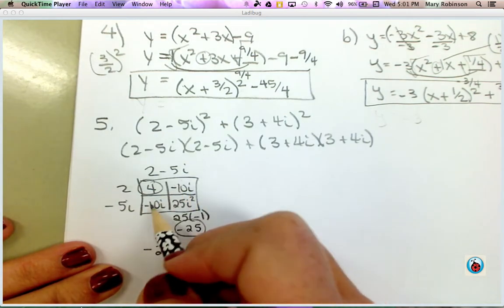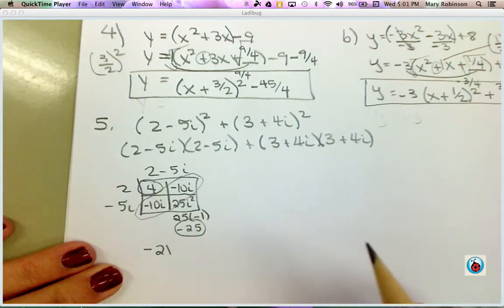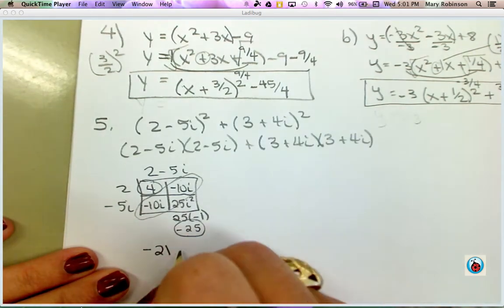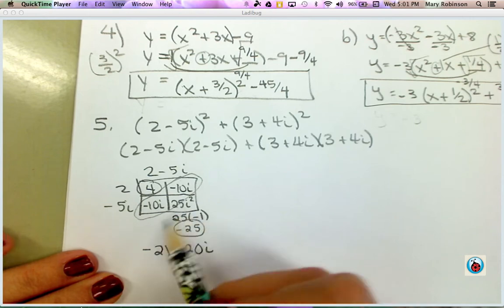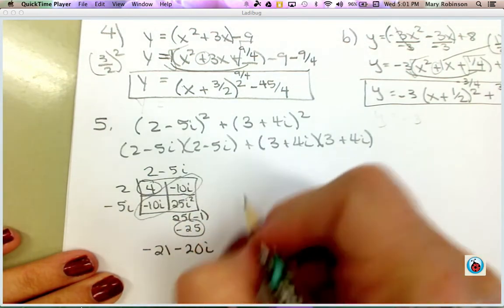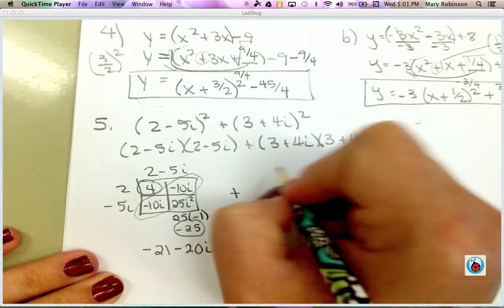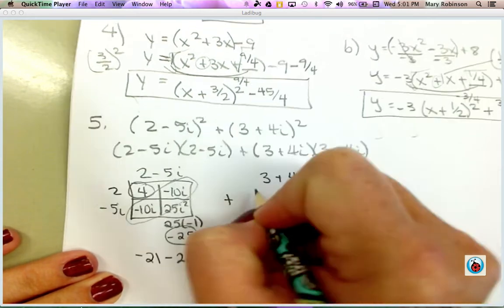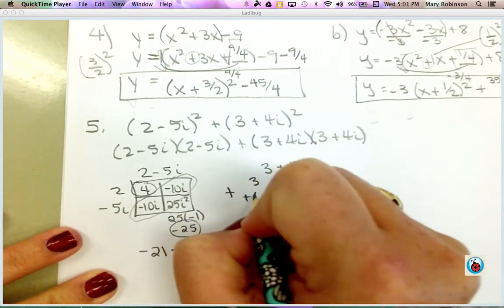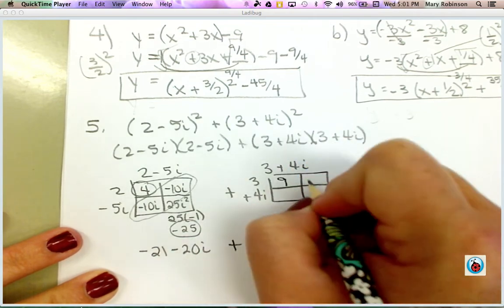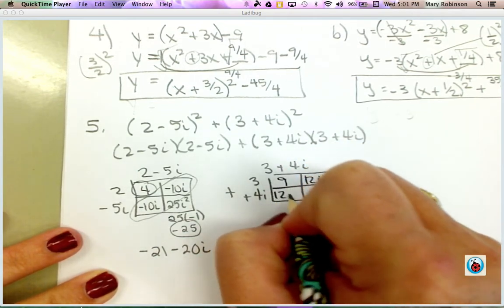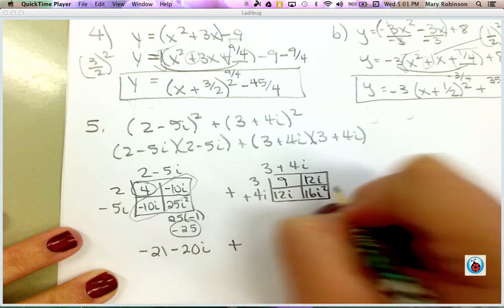When I combine these terms, because they're like terms, negative 10i minus 10i is negative 20i. Remember, it's just like terms. We don't change exponents. Now to that, I'm going to add, and I'll do my box here. Again, if you want to double distribute, that's fine. And you'll get 9, 12i, 12i, and 16i squared.